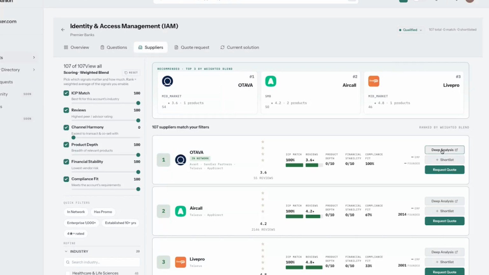I don't know a lot about Otava, nor do I know a lot about the technology. So I'm going to pull a deep analysis on Otava for this given opportunity before I walk into a meeting. So if suppliers or technology types come up, I can see in this case strengths, weaknesses, requirements, competitive notes. There is so much more to the accounts section of Channel Companion. This is just a quick glimpse into what you've got the ability to do.